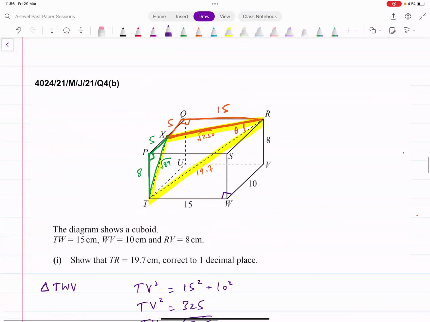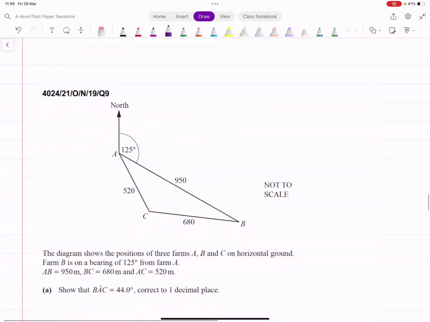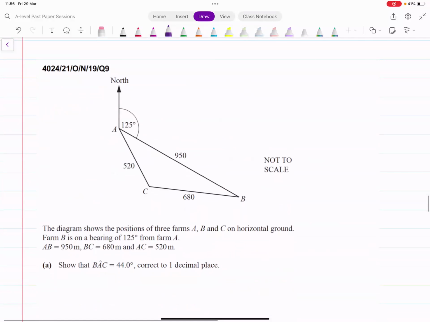All right, so this was May, June 21, and this was the angle that we're looking for. And that's it. Okay, let's have a look at the next one.